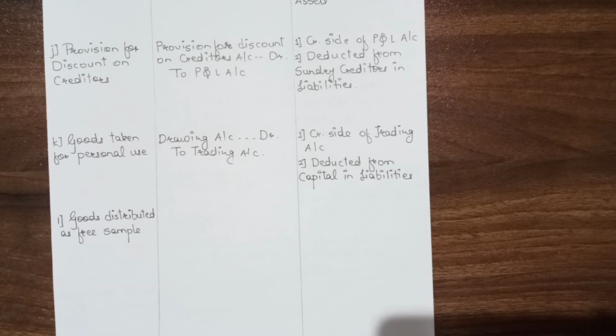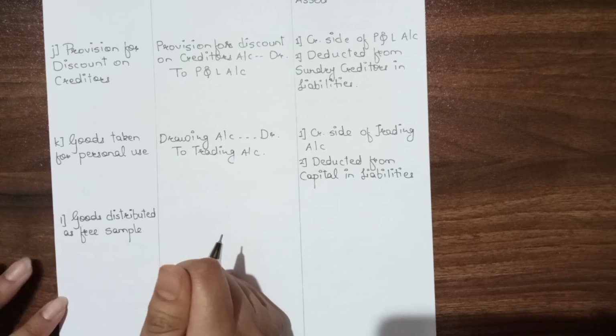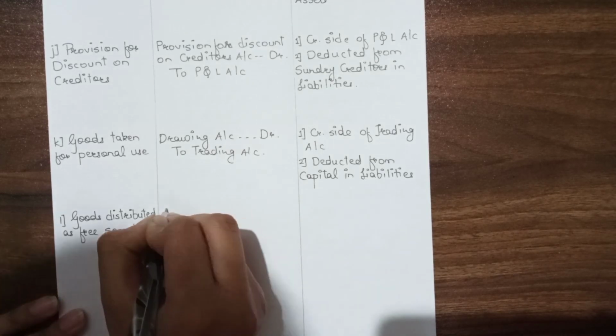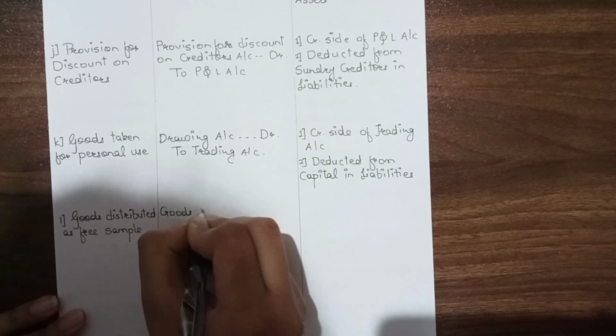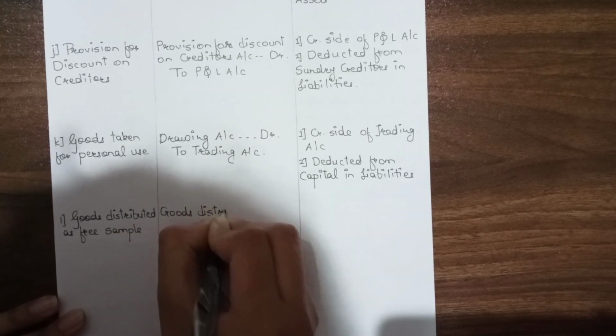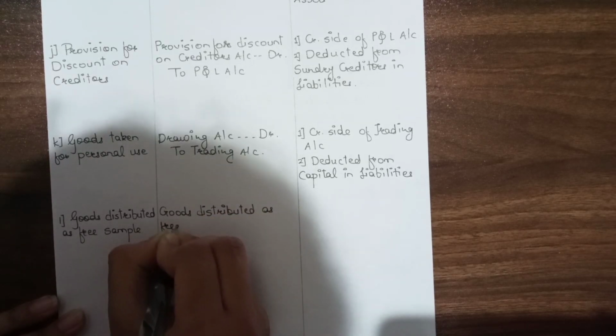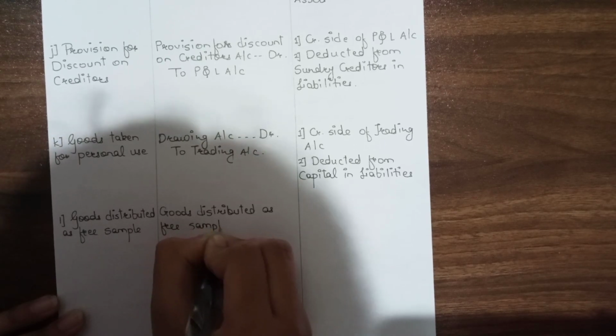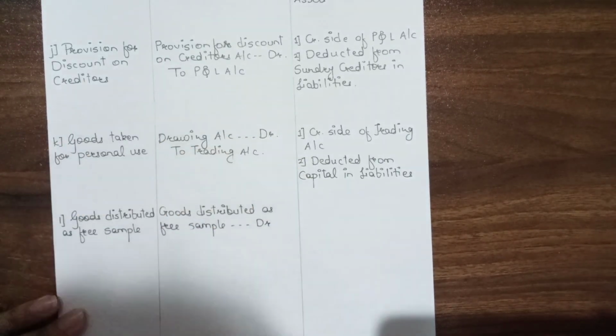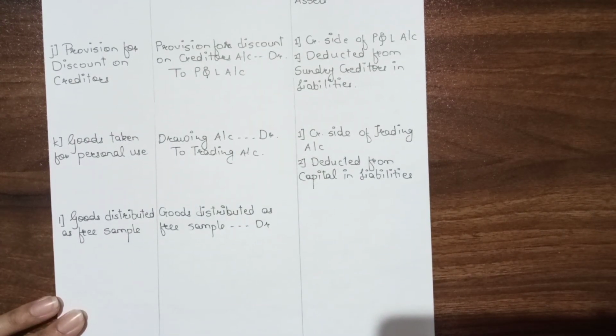Last one, goods distributed as free sample. Now the journal entry for this: goods distributed as free sample will get the debit effect, and the second effect of credit is to trading account. Free sample debit to trading account.